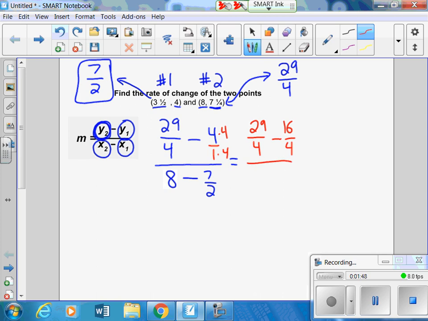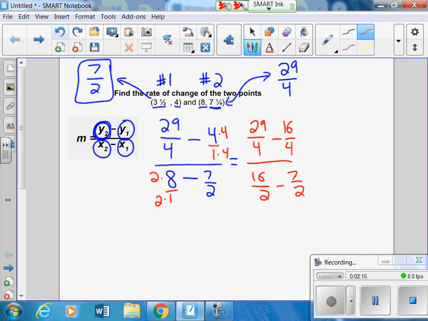Now, at the bottom, same issue. This is 8 or 8 over 1. And we're going to multiply the 1 by a 2 so that it has the same denominator as 7 over 2. We have to multiply the top by the same number so we don't change our fraction. And so now 2 times 8 is 16. That's going to be 16 over 2. Okay, and then minus 7 over 2.